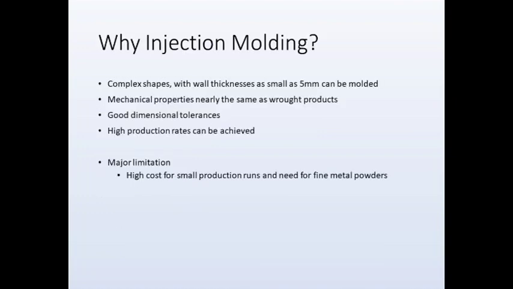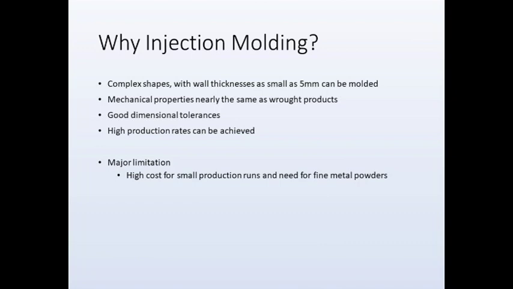So why choose injection molding? Injection molding allows us to create complex shapes with wall thicknesses as small as 5 millimeters. The higher the complexity of the shapes that we're trying to create, the higher the cost. Some of the mechanical properties are nearly the same as raw products. We can maintain good dimensional tolerances and we can also create high production rates with these multi-cavity type molds.